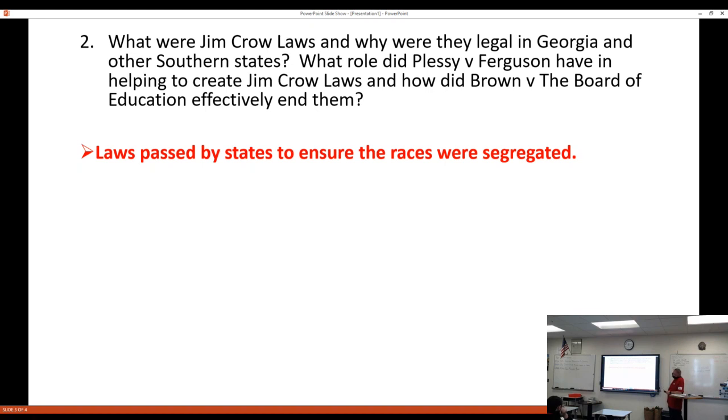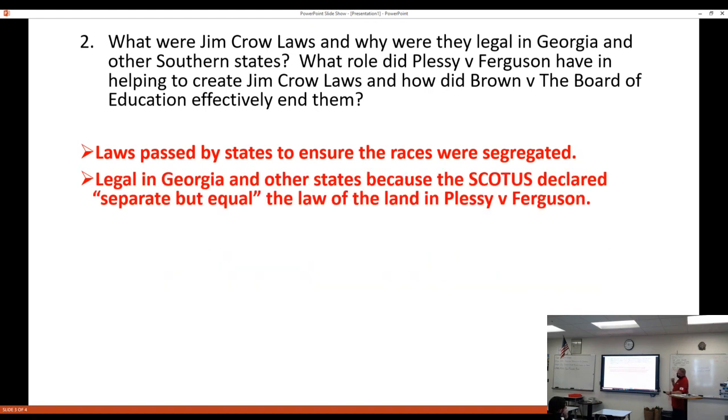What else we got? Why were they legal in Georgia and other southern states? They were legal in Georgia and other states. What word did I leave out? Look at the question. I left out southern. Why? It was on purpose. Because there were Jim Crow laws in all states. Not necessarily aimed at black people, but there were still Jim Crow laws. In California, you would have Jim Crow laws that would be aimed at Mexicans.